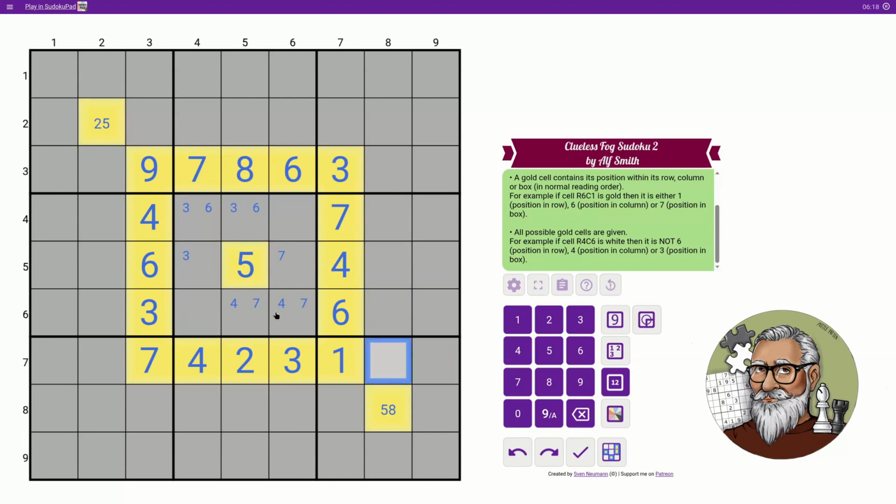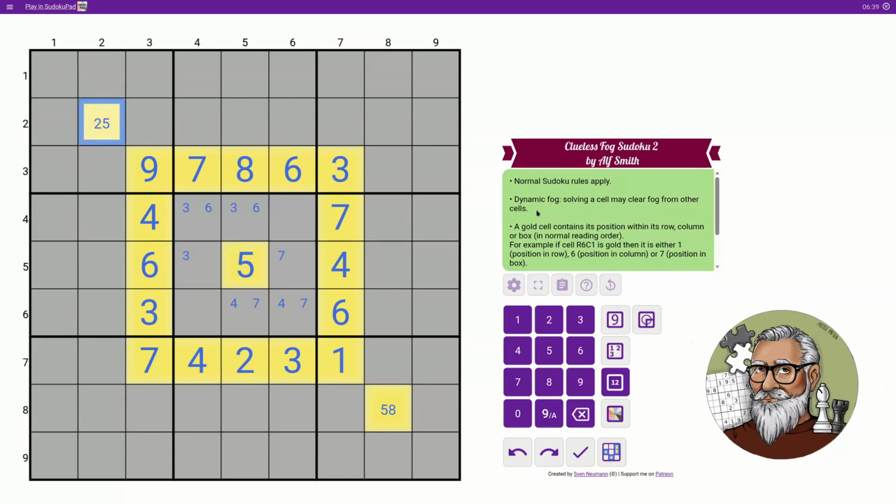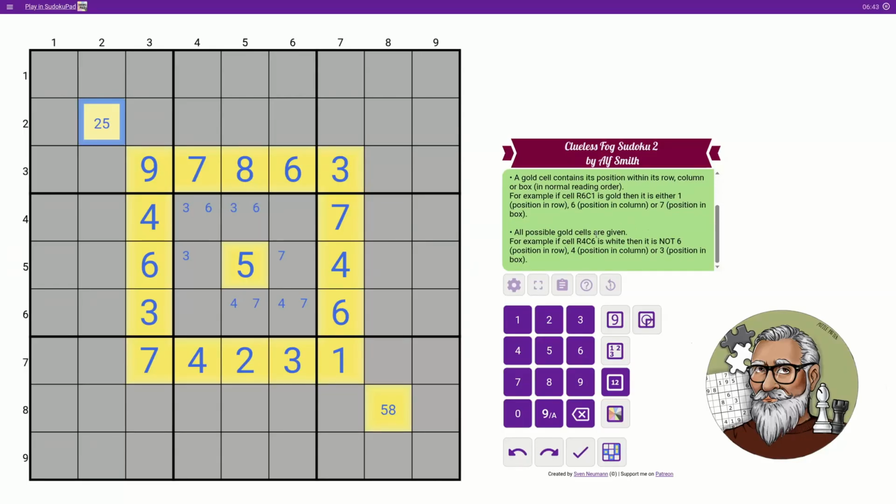Did I miss something here? No, it is 5. It is the 5th one. It is 8 on both. Well, that doesn't seem to be a problem, right? I didn't miss anything, did I? Fog. Normal gold cell position and all possible gold cells are given, right?